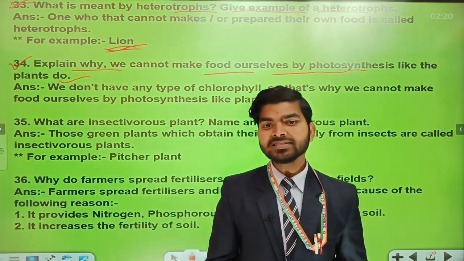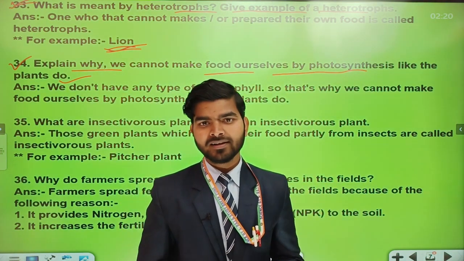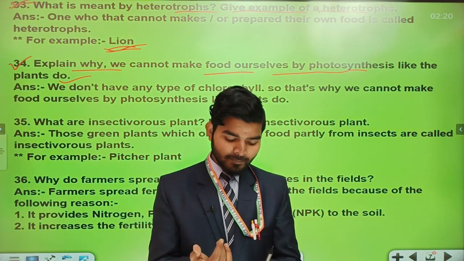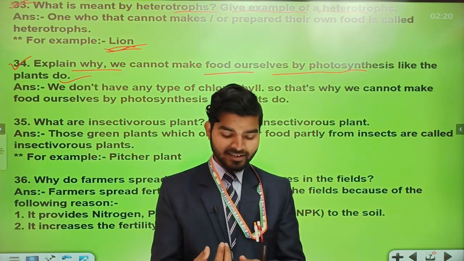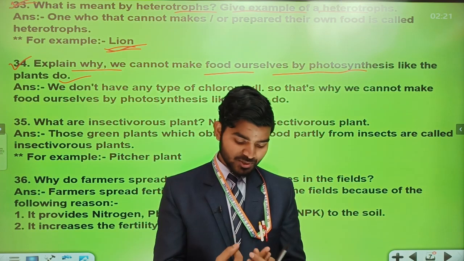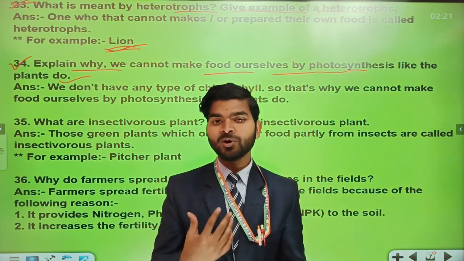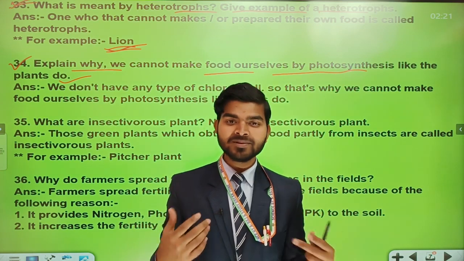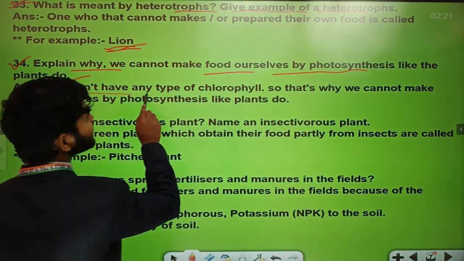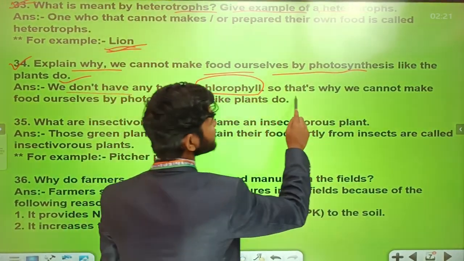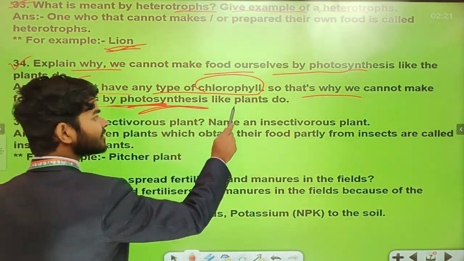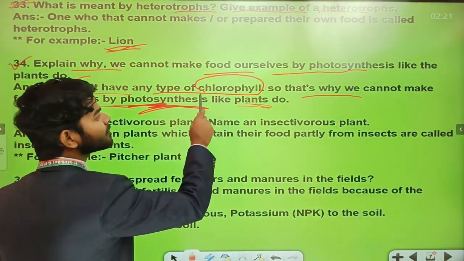So the question here is why we can't do it. Let us compare ourselves with plants. Plants get sunlight, and I also get sunlight. Plants get carbon dioxide, and we can also get carbon dioxide. Plants get water, and we can also get water. But plants have chlorophyll, and we don't have any chlorophyll. So that's why we can't do photosynthesis. We don't have any chlorophyll in our body, so we cannot make food by ourselves by the process of photosynthesis like plants can.